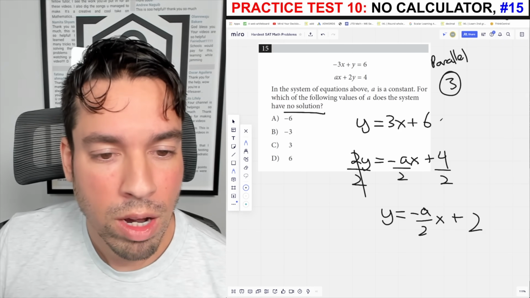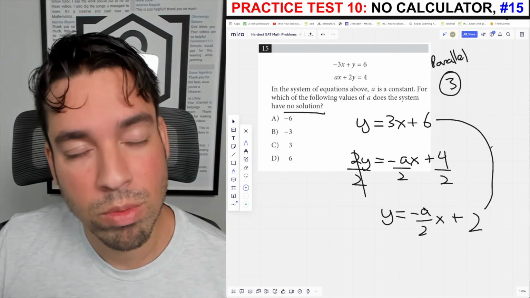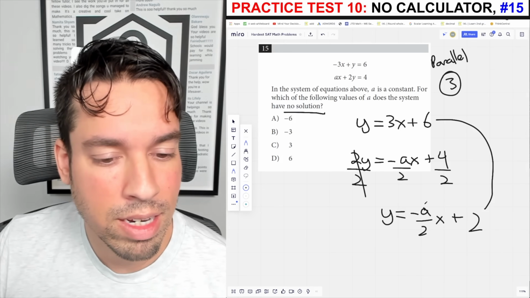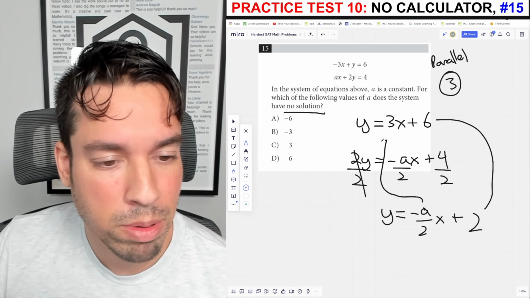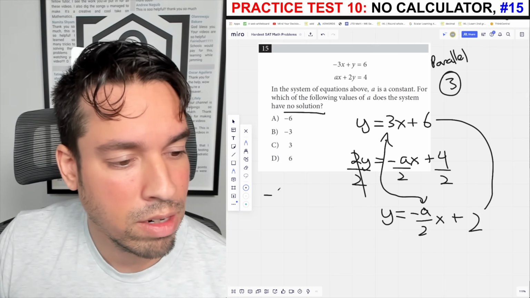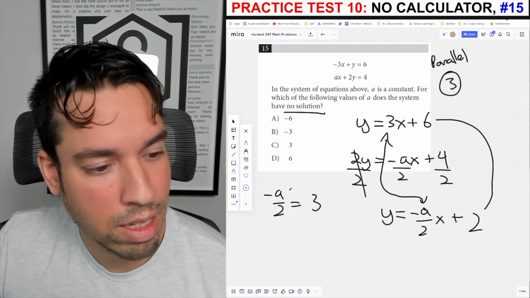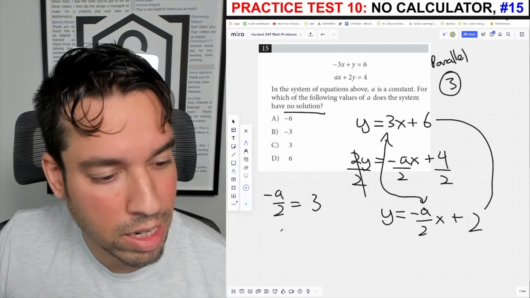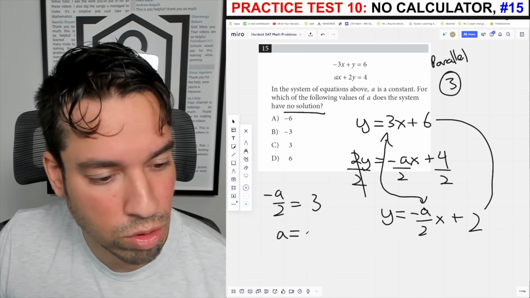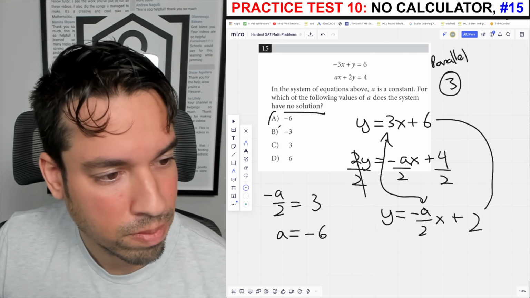Now, as long as these guys are different, which they are, we don't really have to worry about the y-intercept, but the key is that these two have to be equal. So negative a over 2 has to equal 3, and then we just isolate for a, multiply both sides by negative 2. a equals negative 2 times 3, which is negative 6, and we're done.